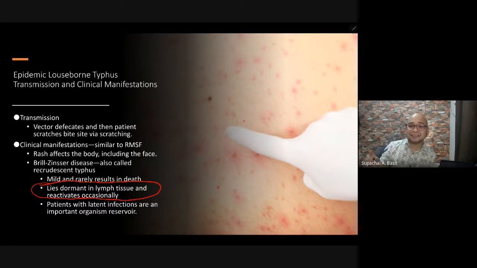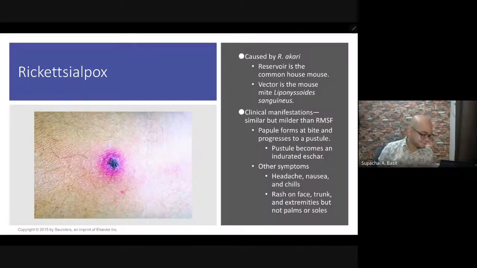If the bacteria are just hiding or inactive in the lymphatic tissue, it doesn't mean that you couldn't be a source of infection. So these patients are an important organism reservoir.